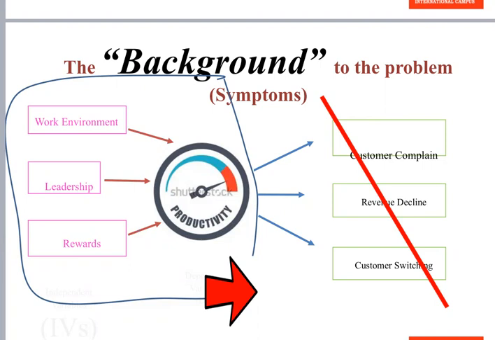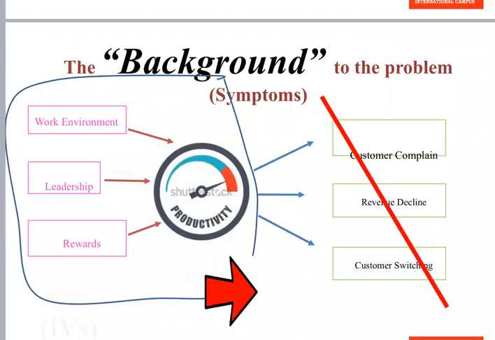What are they? Work environment has a relationship with productivity. Leadership has a relationship with productivity. Rewards have some relationship with productivity. These are the three hypotheses we have. So the research objective is simply this: number one, to study the relationship between work environment and productivity. Number two, to study the relationship between leadership and productivity. Number three, to study the relationship between rewards and productivity. So we have three objectives.